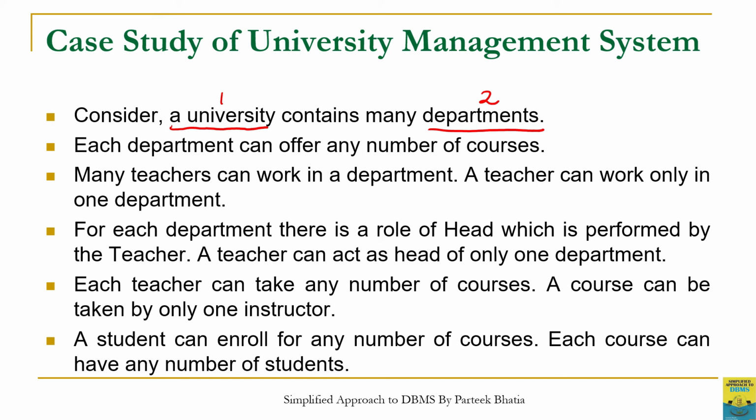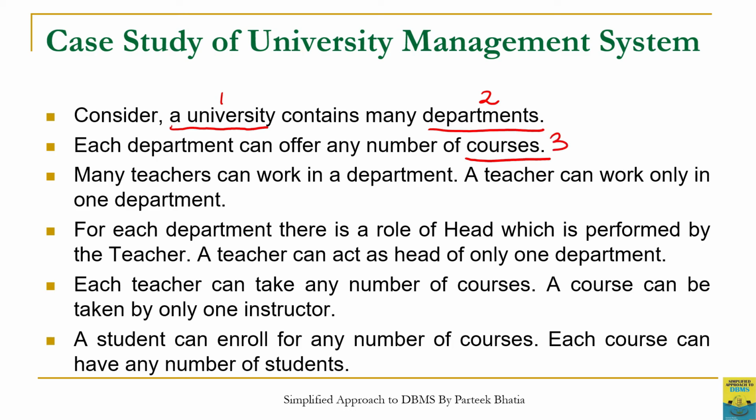Now let's move to the second line. Each department can offer any number of courses. So here again we have 2 nouns. One is department, which we have already underlined here. So each department can offer any number of courses. So here we have another noun, courses. So this will be our third noun.